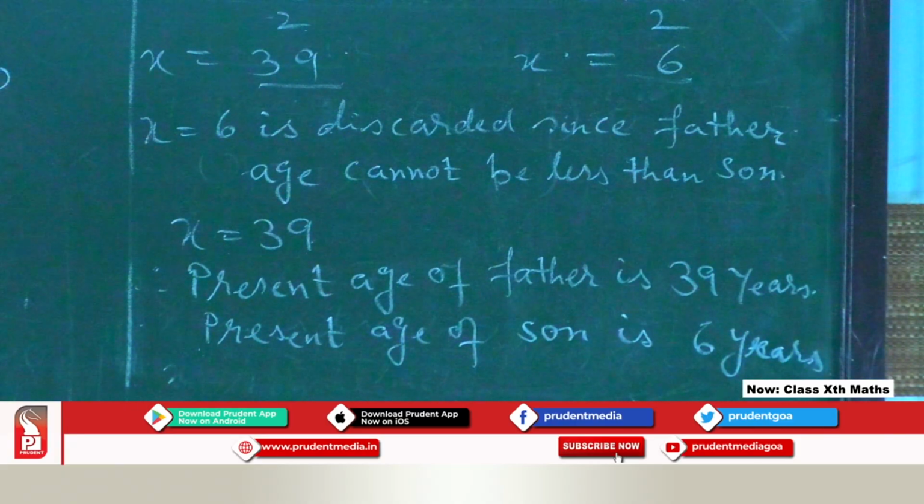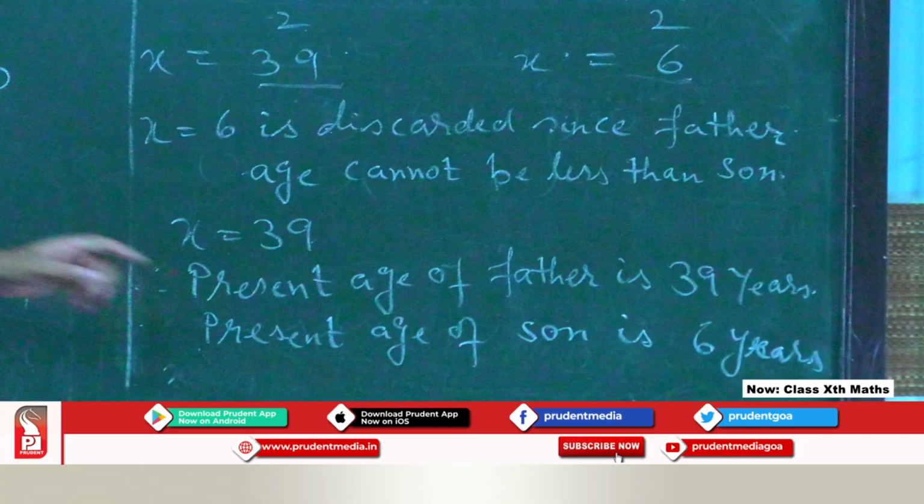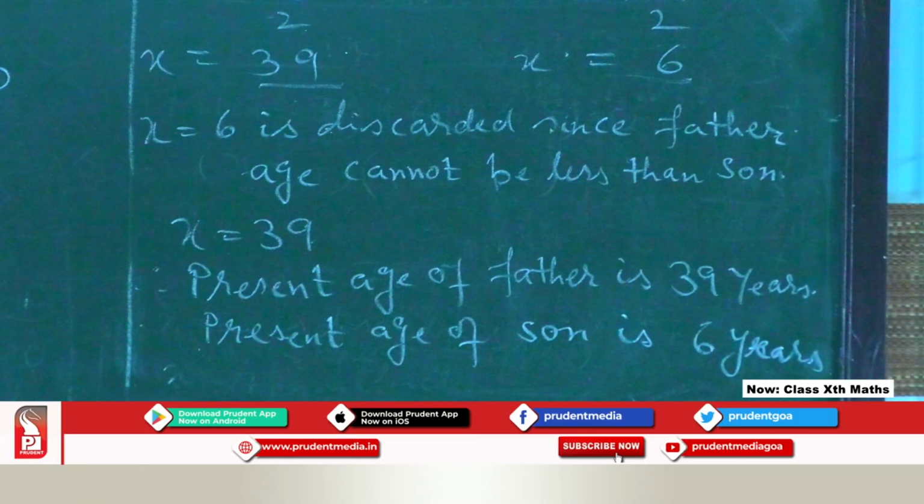Therefore x is 39. Therefore whatever unknown things became known to us now. So therefore the present age of father is 39 years and the present age of son is 6 years.